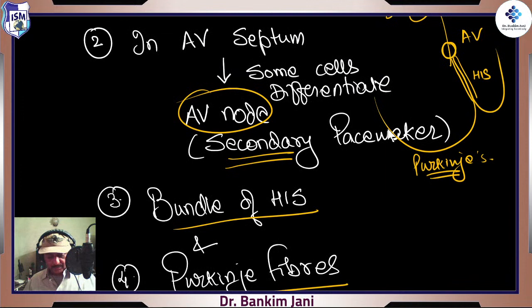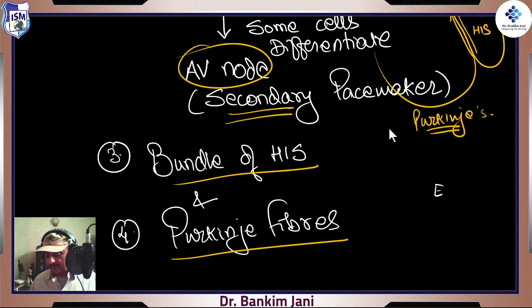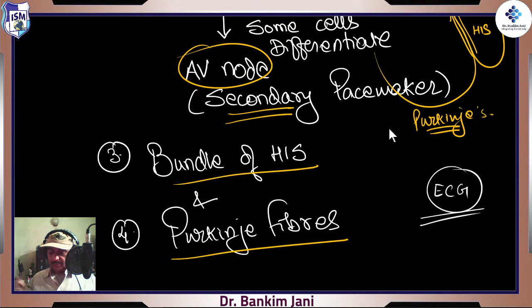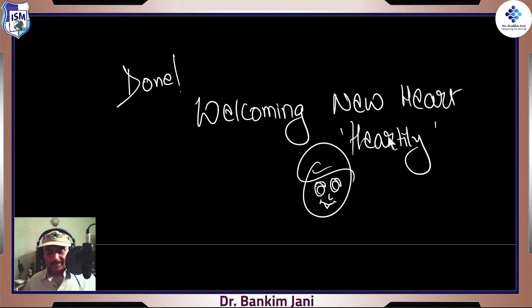Regarding SA node, AV node, bundle of His and Purkinje fibers, we'll be discussing at length when we'll be discussing the ECG, because entire ECG is based on this. Before that, we'll also be learning the physiology. One day would be for physiology. So every mechanism would be discussed. So this will make our ECG understanding much, much, much easier. So this is how the heart is developed. Done. So we welcome our new heart, Heartily.